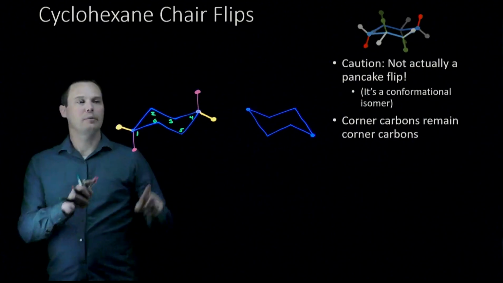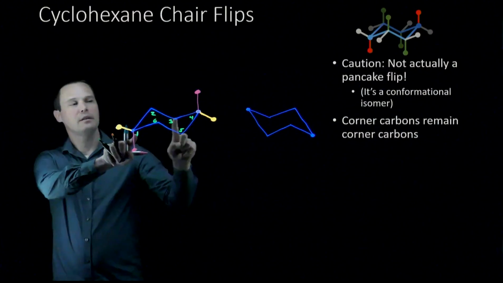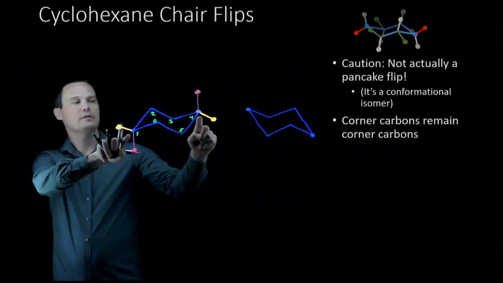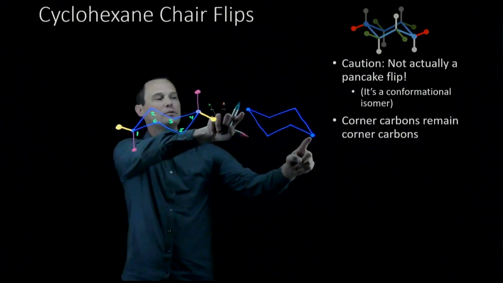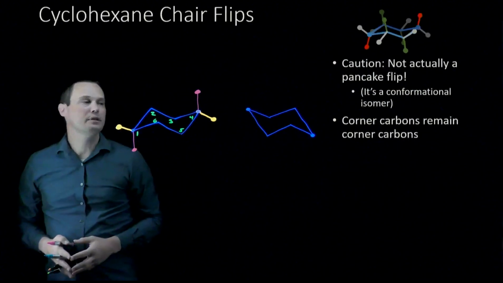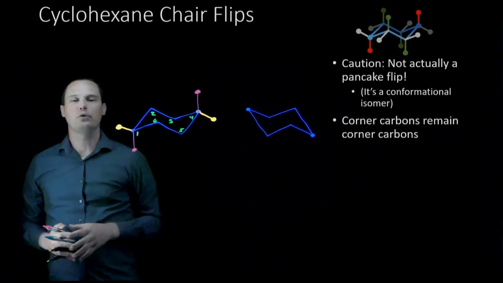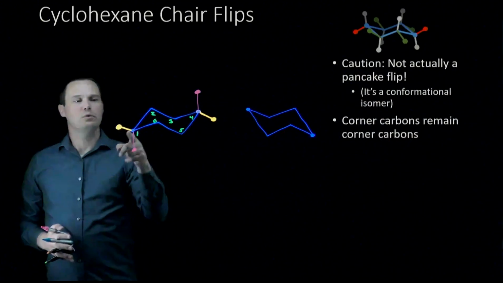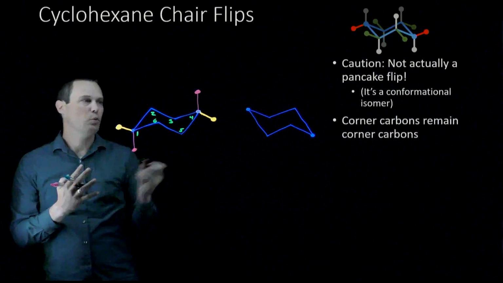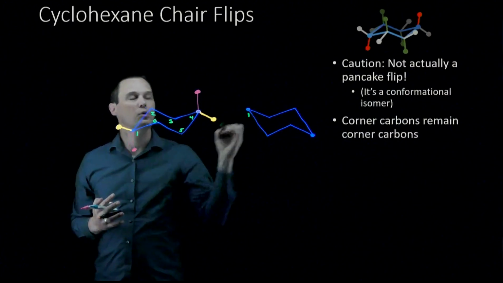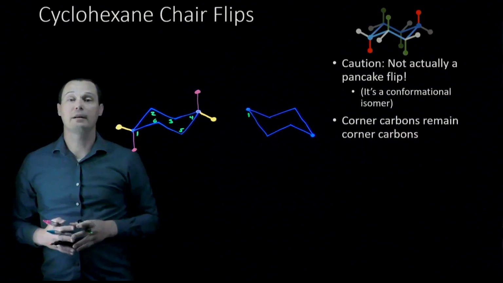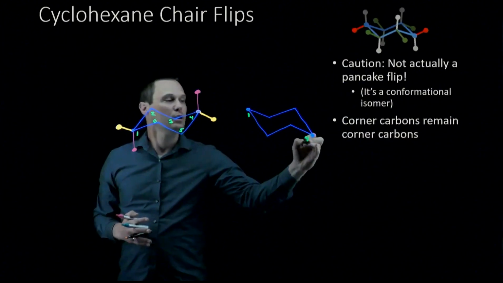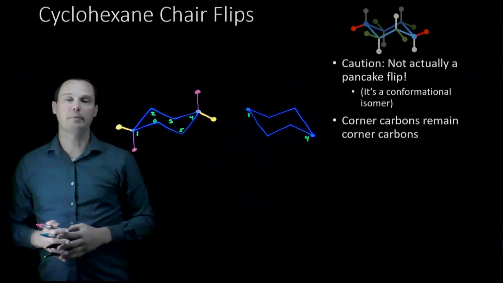What do I mean by corner carbons? If we look at the 6 carbons of the cyclohexane, the 2 furthest out carbons, I call these the corner carbons. So this is carbon 1, this is carbon 4. The corner carbons here are also dotted. Those are also the corner carbons in the new chair flip. The corner carbons stay the corner carbons. So this corner carbon on the left side of the molecule, carbon 1, is still going to be corner carbon number 1 on the left side of the new chair. Same thing with corner carbon number 4. It's still going to be corner carbon number 4 in the new chair flip.